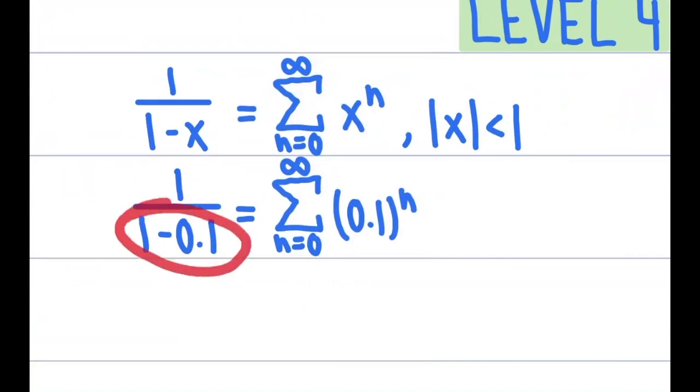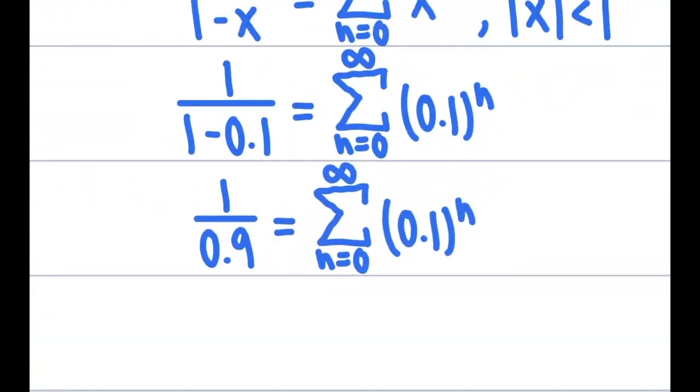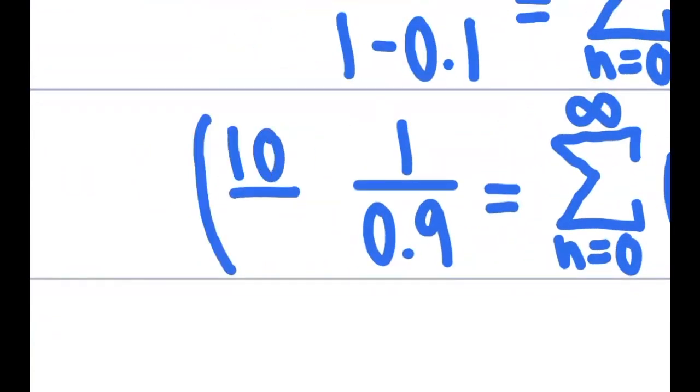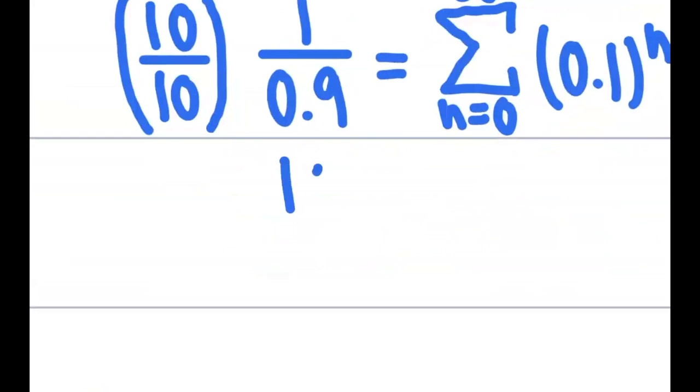All right, so I can just clean this up a little bit. We have 1 minus 0.1 is just 0.9, and again, that equals this sum. Just to make this look a little prettier, I'm going to multiply this by 10 over 10, so I don't have a decimal in the denominator. So 1 times 10 is 10, and 10 times 0.9, you just move the decimal point one to the right, and you get 9. So this whole fraction becomes 10 over 9.